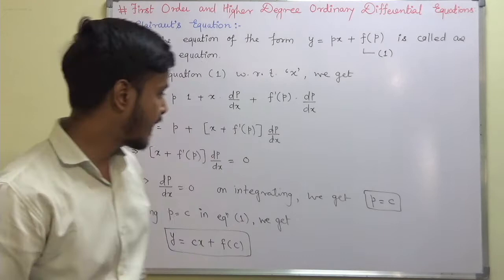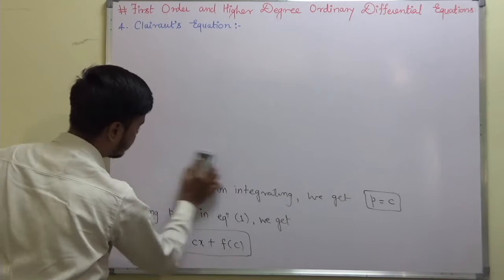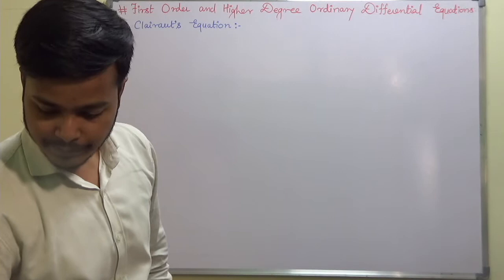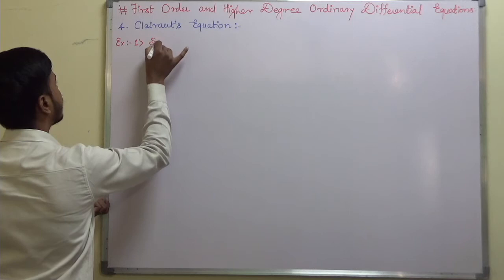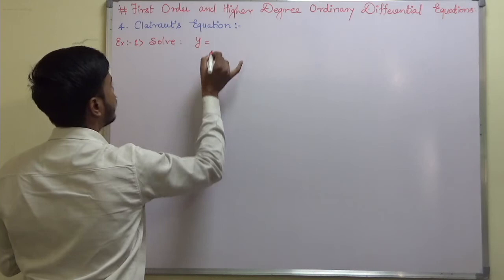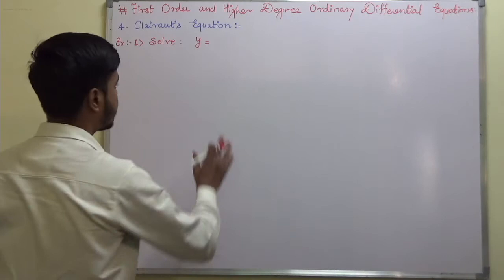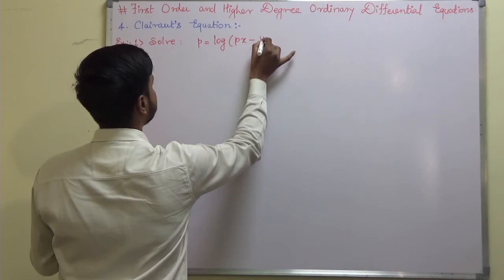So let us take one simple example on this Clairaut equation. We are going to take one problem, or if you want, we can take two problems on this, because these problems are very simple, right? So let me take an example. Solve y is equal to, it's not a y, it's p. So p is equal to log of px minus y, okay? So this is the problem we have.